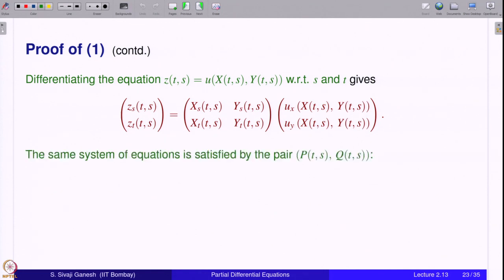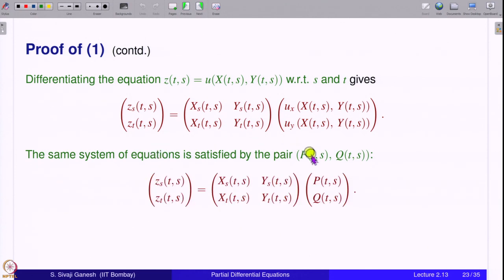Now, what is this equation? This is satisfied by u_x(x(t,s), y(t,s)), u_y(x(t,s), y(t,s)), this matrix acting on that will give z_s, z_t. Now, we are going to show p(t,s), q(t,s) also satisfy the same system. See, the coefficient matrix is the same. So, this is the same, this is the same, and if this is invertible, these two must be the same. Is this invertible? That is a question. It is invertible because of the change of variables, this is a Jacobian corresponding to the change of variables. Therefore, this will always be invertible. So, the moment we establish this system, it automatically follows that this pair is the same as this pair.